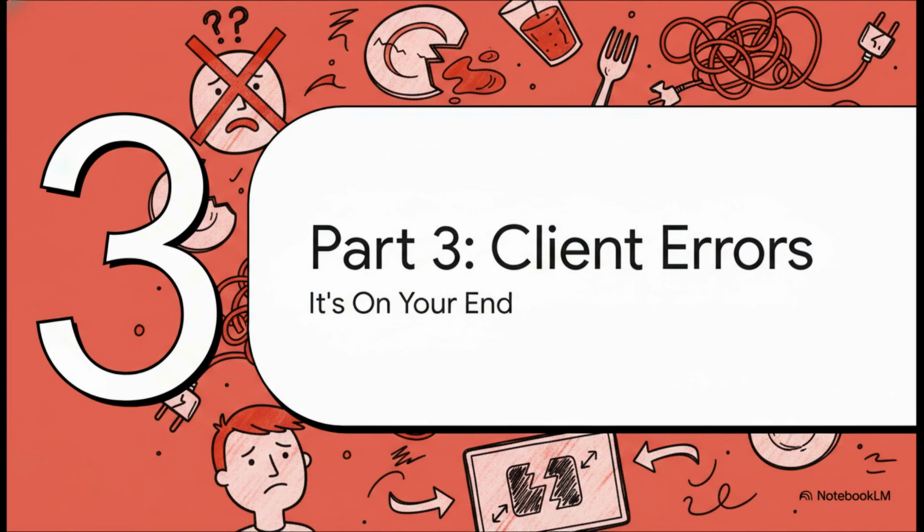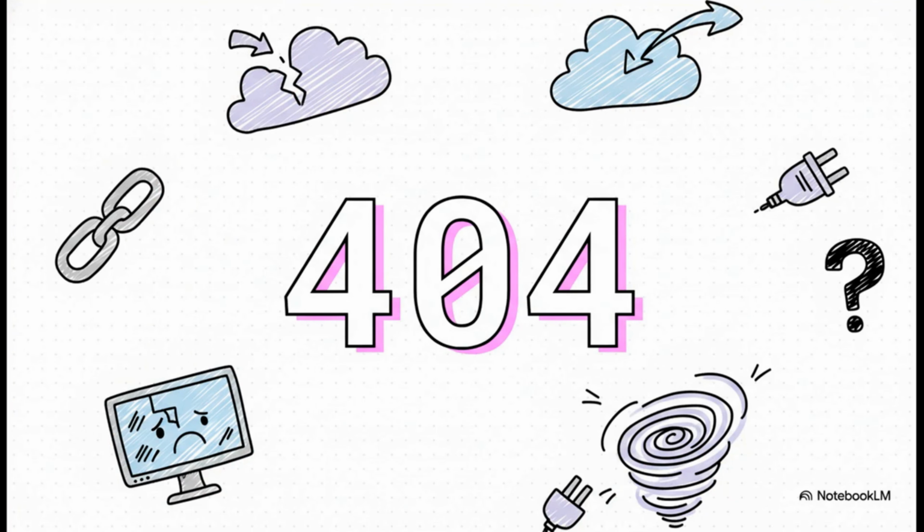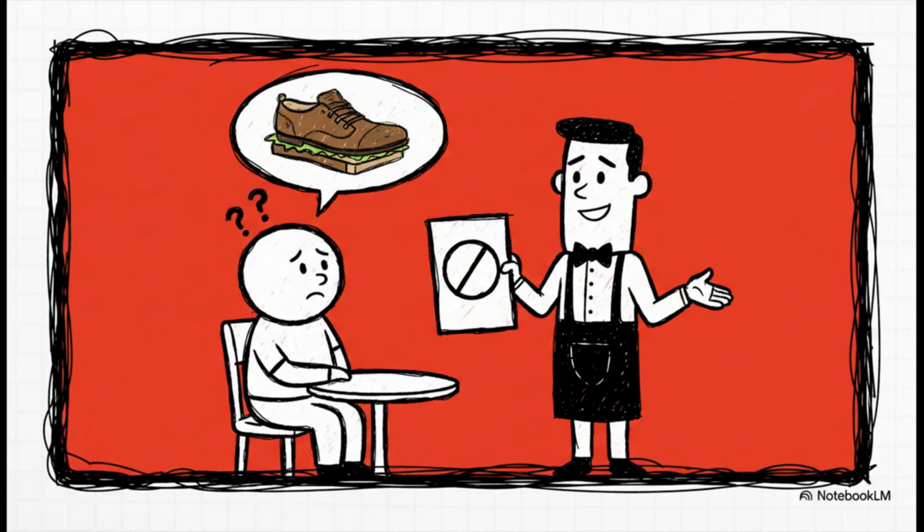All right, now for the ones you've definitely seen before, the 400 series errors. This is where things turn red, because in our restaurant, the problem isn't with the kitchen, it's with how you place the order. And here it is, the big one, the most famous number on the entire internet, the error code that everybody knows, even if they don't know why. This is the one that got us started. So what does it really mean?